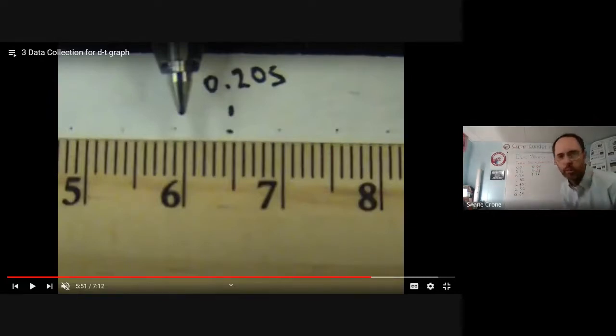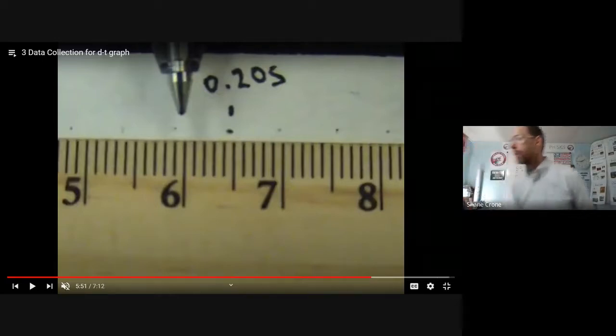But if you see that as 6.47, 6.45, 6.44, any one of those things will be fine. It's a judgment call. But you should be recording 2 places after the decimal because that's how this ruler works. It can do it. If you take the time to estimate that last digit, it can give you that last digit.